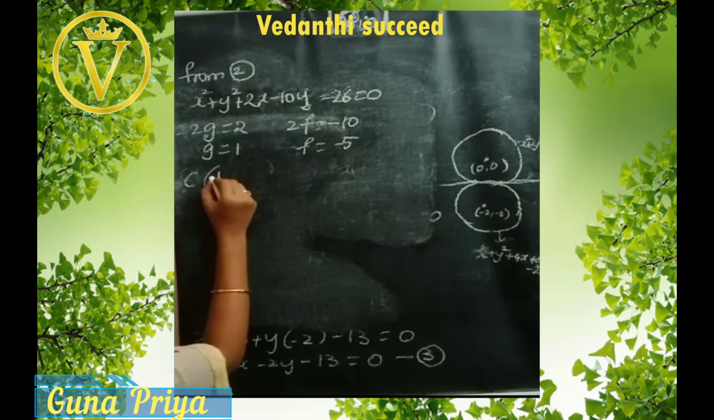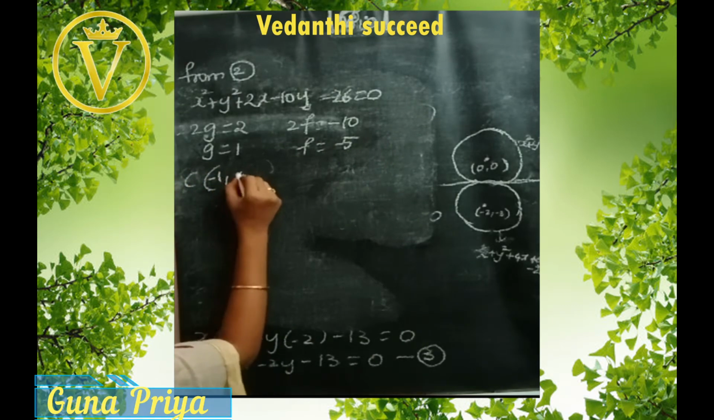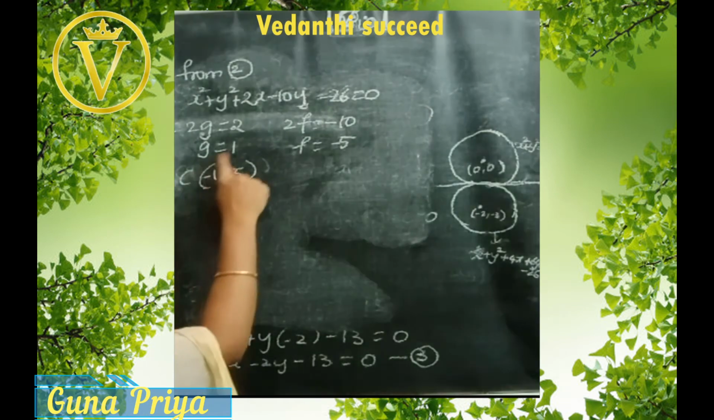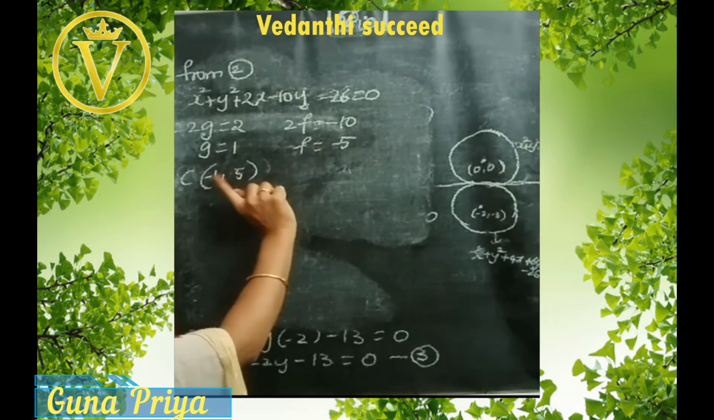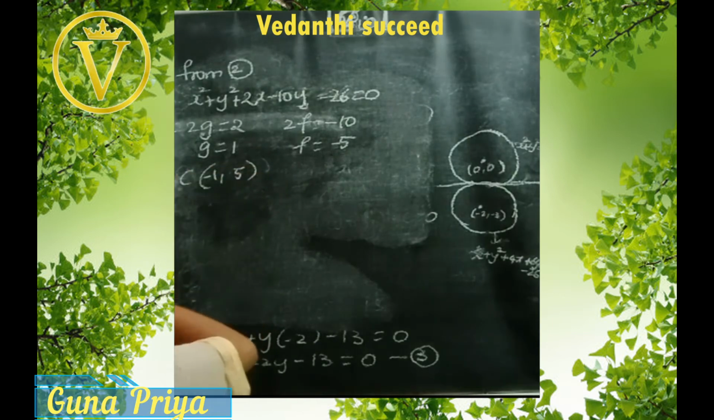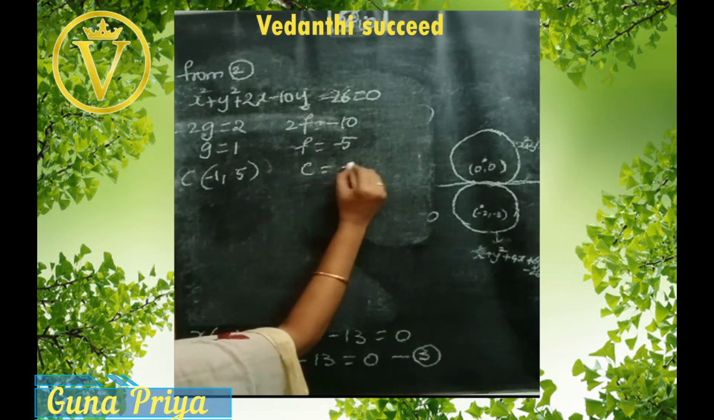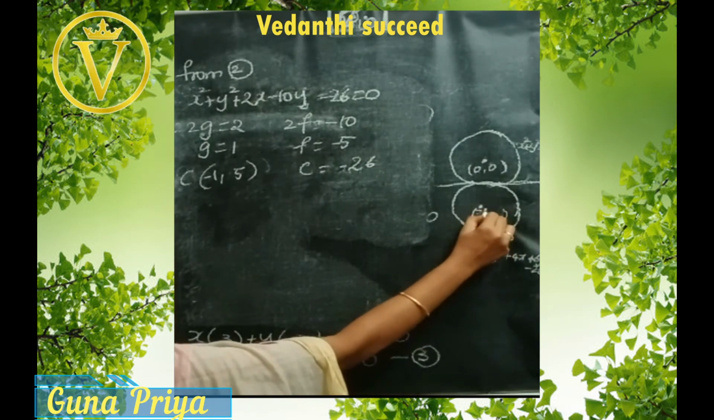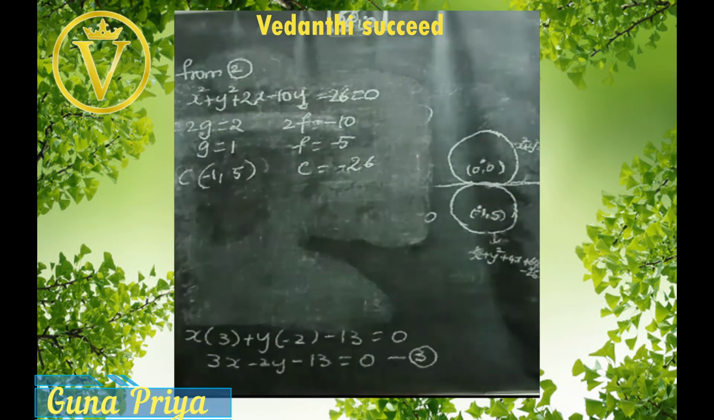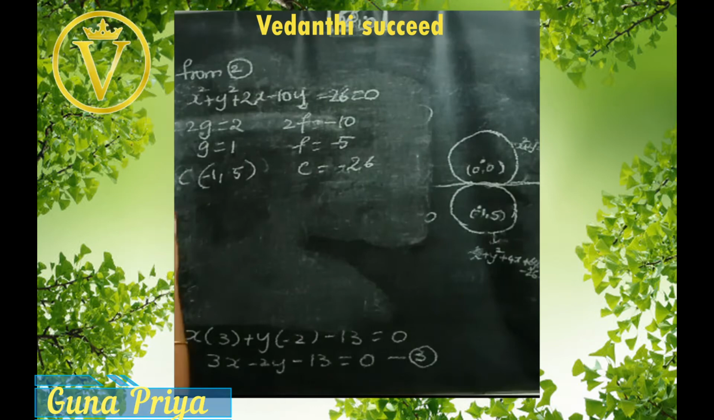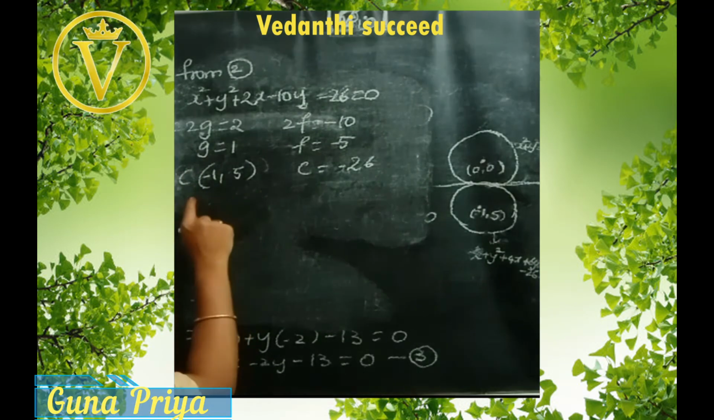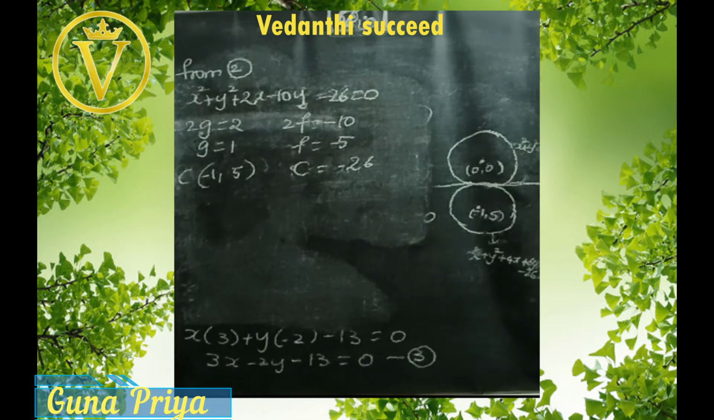Center is nothing but (-1, 5). Why? Because (-g, -f) is the center. So minus and minus into minus, we get 5. And c here is -26. So here the center is (-1, 5). From the second equation, we have found the center and c equals -26.